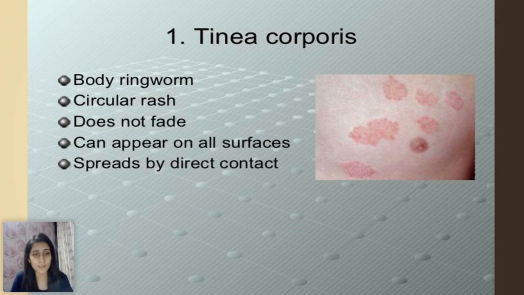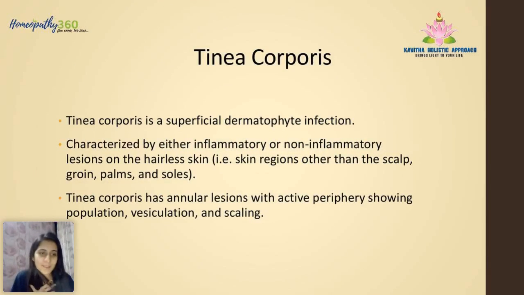So we are going to discuss the case of tinea corporis today, and you can easily see that it occurs over the body, and we already discussed the circular rash which may appear on all surfaces and spreads through direct contact. Like if I am having tinea corporis and I get in touch with another person, he or she may also develop tinea corporis because of that infection from my end. So you must remember that it is just a superficial dermatophyte infection which may be transmitted directly to another person, and is usually characterized by inflammatory or non-inflammatory lesions over the hairless skin.